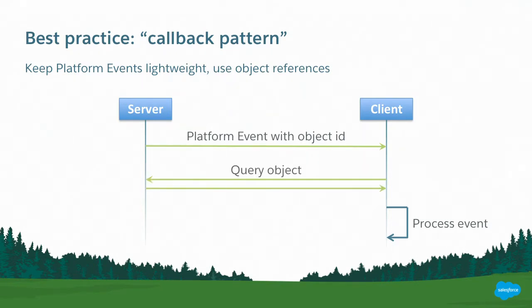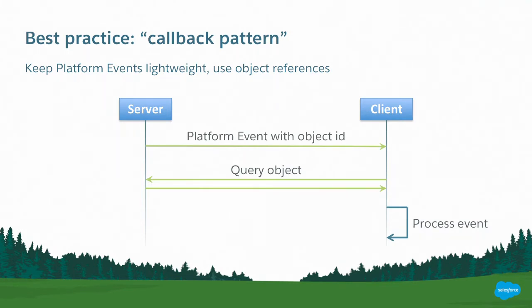But what also needs to be added is a mechanism to query the object afterwards. Because you're not sending all of the fields, you can query back from the client to get the entire object or the fields you need from your object. So that's the best way to have an exchange of data between the server and the client. Don't send the entire object, only send a reference and then query the object once you receive it.